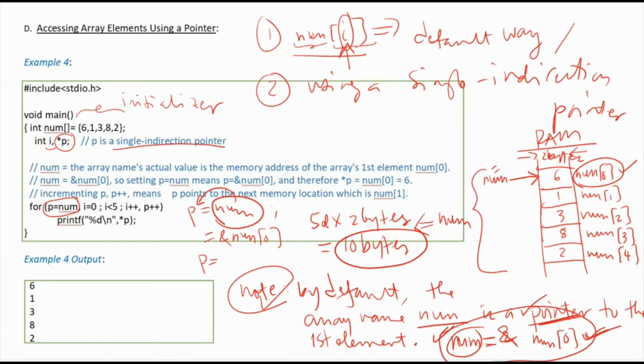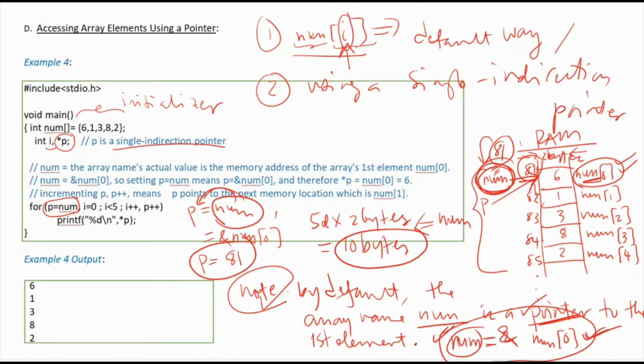Say for example, the memory address of num0 is 81. So this is 82, this is 83, 84, and then this is 85. If num is 81, the memory address of num0, and then you assign num to p, therefore p is also memory address 81. So both p and num are pointing at the first element num0. We have here a pointer p pointing at the same location where num is pointing. And then we set i to 0. And the for loop iterates as long as i is less than 5.